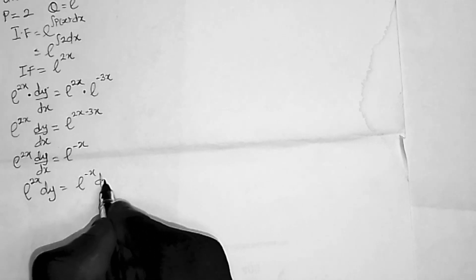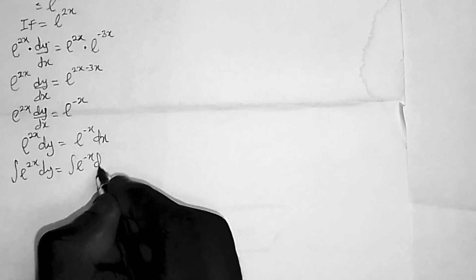Now, make y the subject of the formula. For you to make y the subject of the formula, first cross multiply. You are going to have exponential 2x dy equal to exponential minus x dx. Are you seeing that now? So that is the next important thing. Then after that, integrate both sides. So integrating both sides, you are going to have the integral of exponential 2x dy equal to the integral of exponential minus x dx.